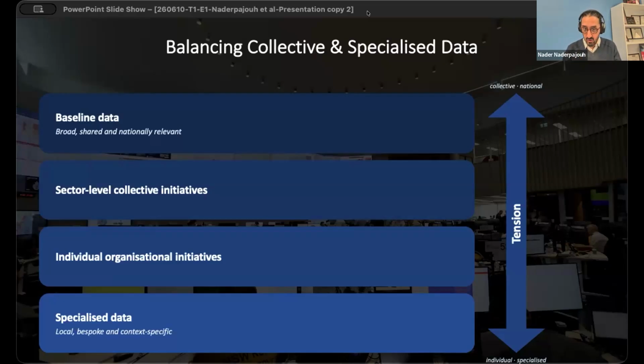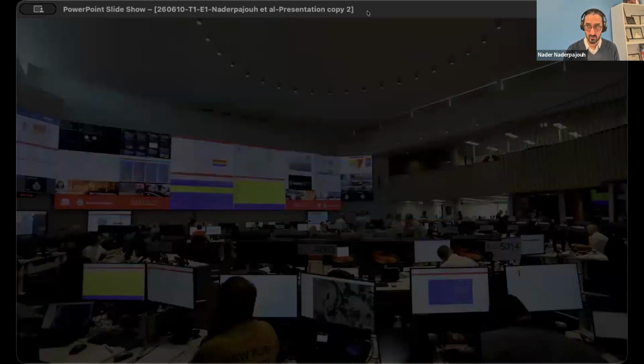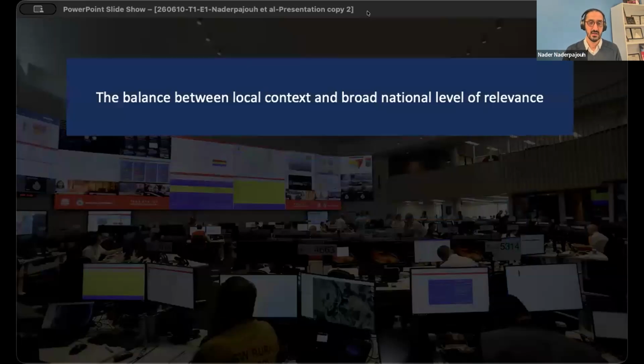That doesn't mean that we ignore the specialized data. It means that we create a broader baseline data that can help us leverage resources and be more efficient at the national level with a collective approach. I would like to finish my part of the presentation with three different findings that we had so far.